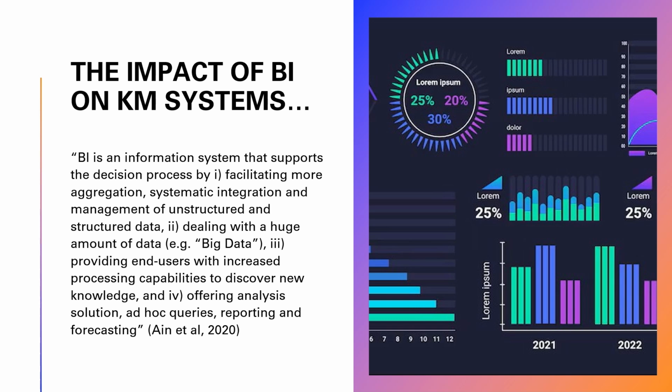All right. So the impact of business intelligence on KM systems. For this analysis, I will quote Ain et al. They published a systematic literature review over business intelligence systems. They state that, quote, BI is an information system that supports the decision process by one, facilitating more aggregation, systematic integration, and management of unstructured and structured data.